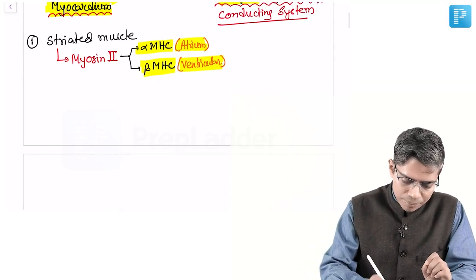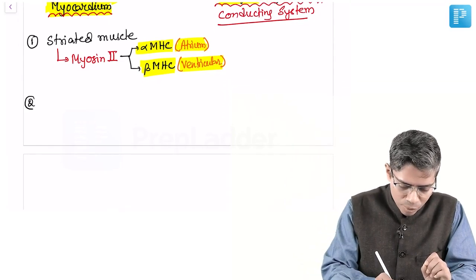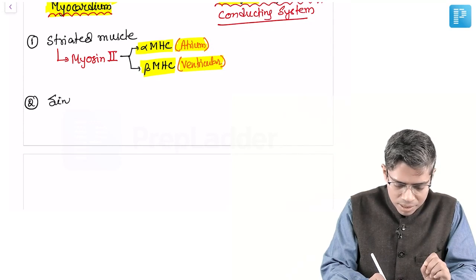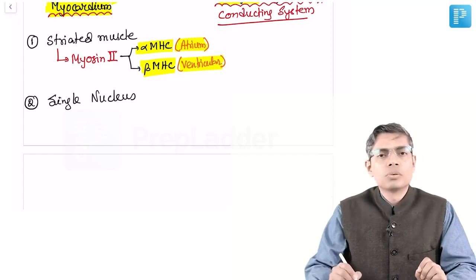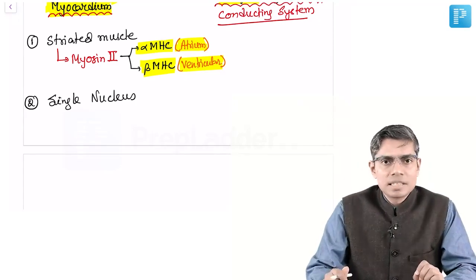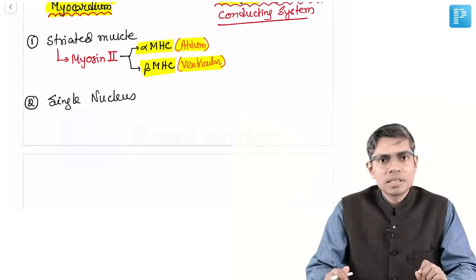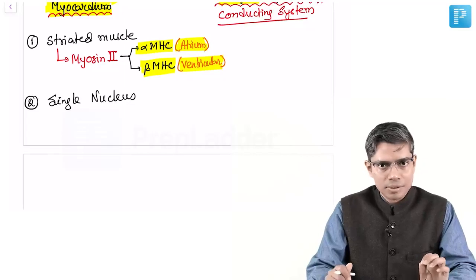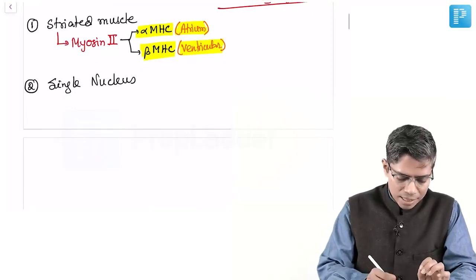Now second point I'm writing here. Second point is the presence of a single nucleus per cell. Okay, so within a myocardium cell there is only one nucleus. This is in contrast to skeletal muscle, which contains multiple nuclei, and a single nucleus is also present in smooth muscle. Single cell, single nucleus, right? So that is single nucleus.